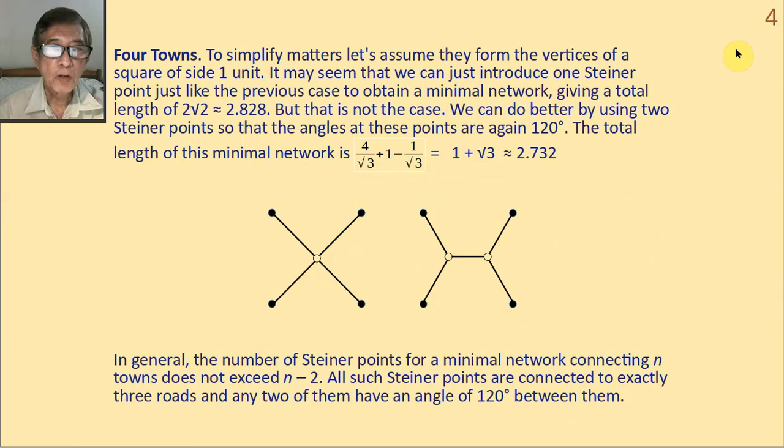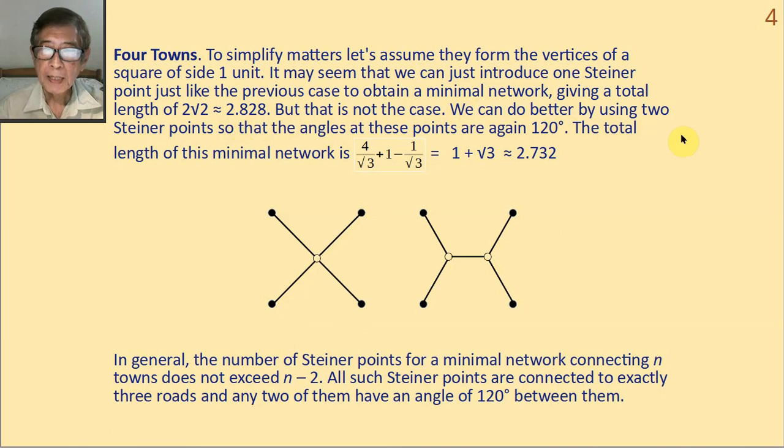Let's consider 4 towns. To simplify matters, let's assume they form the vertices of a square of side 1 unit. It may seem that we can just introduce one Steiner point, as in the previous case, to obtain a minimal network, giving a total length of 2 root 2. That approximates to 2.828. But that is not the case.